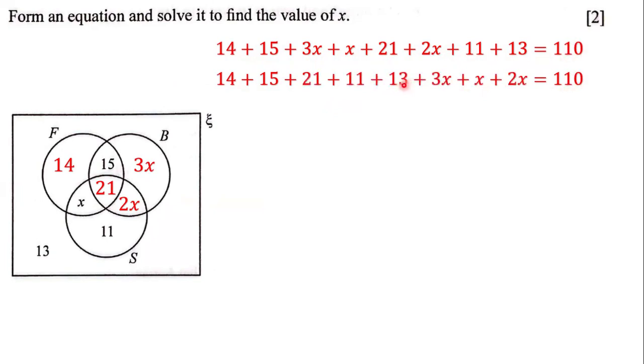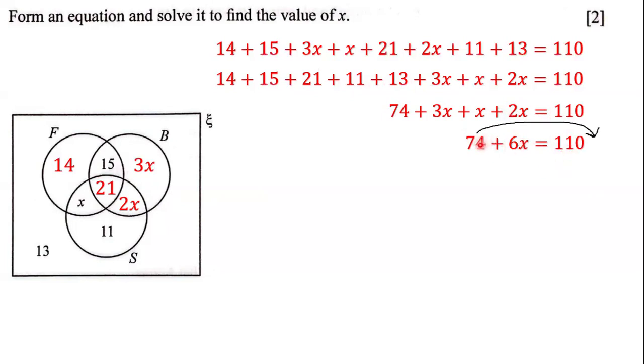Let's group our like terms. We put all of the numbers together. We put all of the terms that have X together, and we have to simplify. So we have 14 plus 15 plus 21 plus 11 plus 13. That gives us 74. And we put 3X plus X plus 2X right here, and we set that equal to 110. Next, we simplify these terms. 3X plus X plus 2X gives us 6X. And so we have 74 plus 6X is equal to 110.